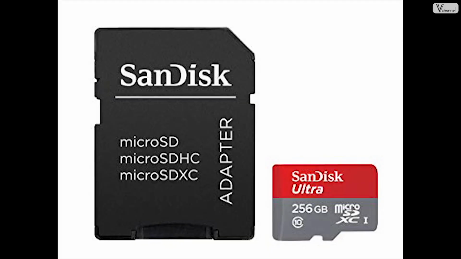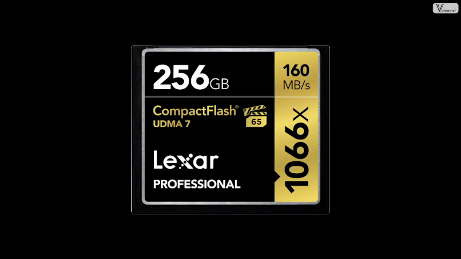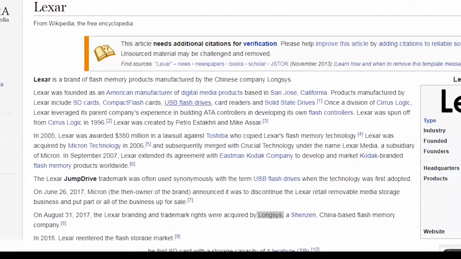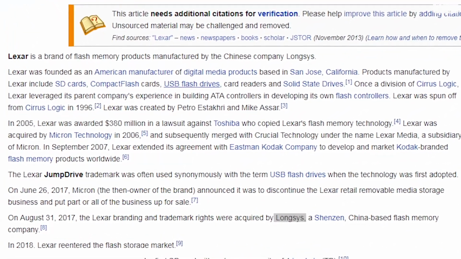You can consider this point. Next, we will talk about memory card brands. Firstly, I want to talk about SanDisk, a pretty famous brand. However, they don't manufacture memory cards by themselves. They only use an OEM company to manufacture, which is Western Digital. Lexar is a very famous brand as well, owned by Micron. But for some reason Micron sold this brand to Longsys, a China-based flash memory card company, so the quality later remains to be seen.